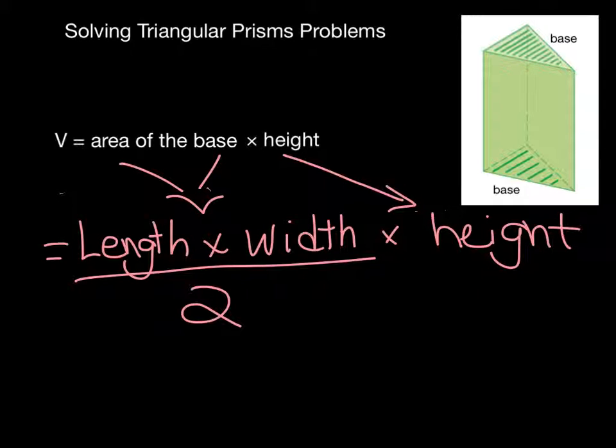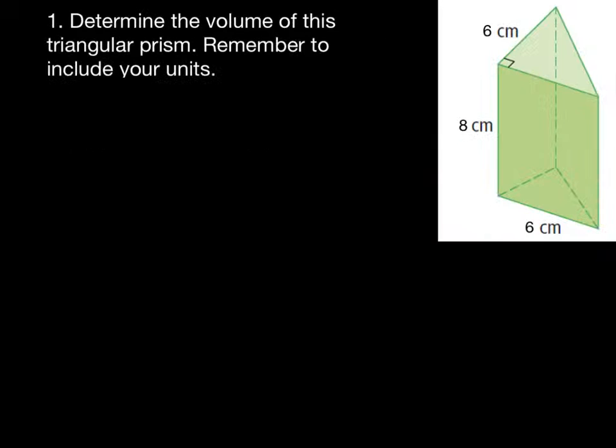So the area of the base of a triangular prism is length times width, the same as a rectangle, except the area is half of the length and the width. Then we multiply that number by the height. So let's do some problems together. Example 1. Determine the volume of this triangular prism that we have over here, and remember to include your units.